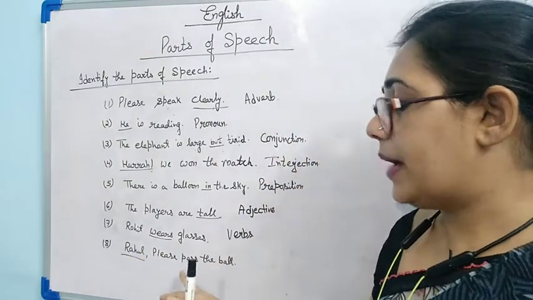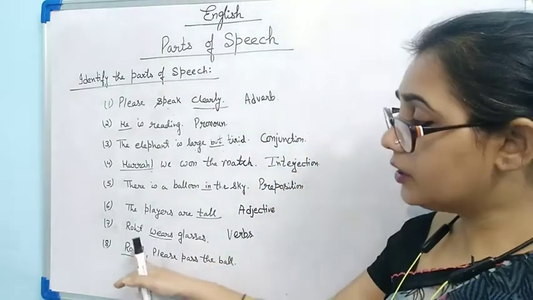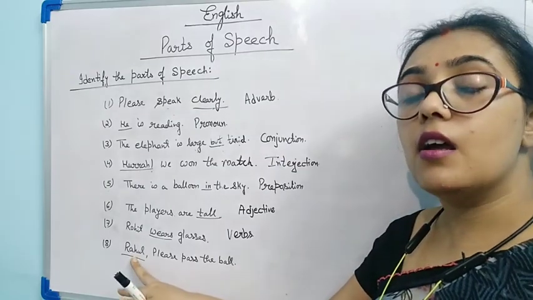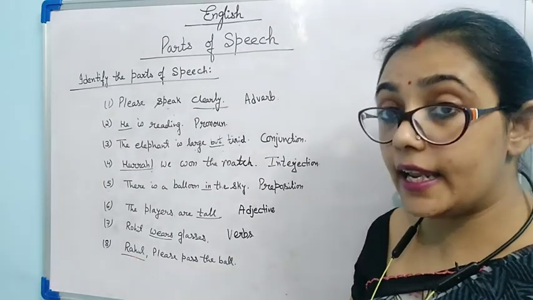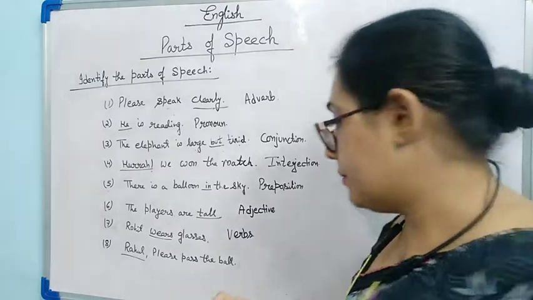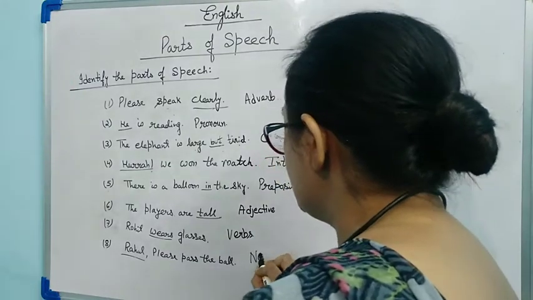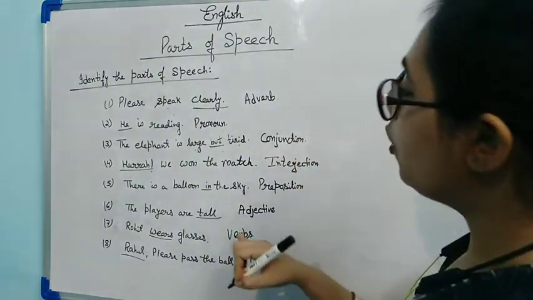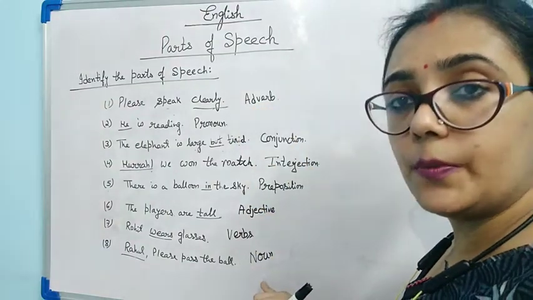Rahul, please pass the ball. Okay. Here the word which is underlined is Rahul. Rahul is what? Name. Name means noun. So by this we can see I have got all the 8 parts of speech here.